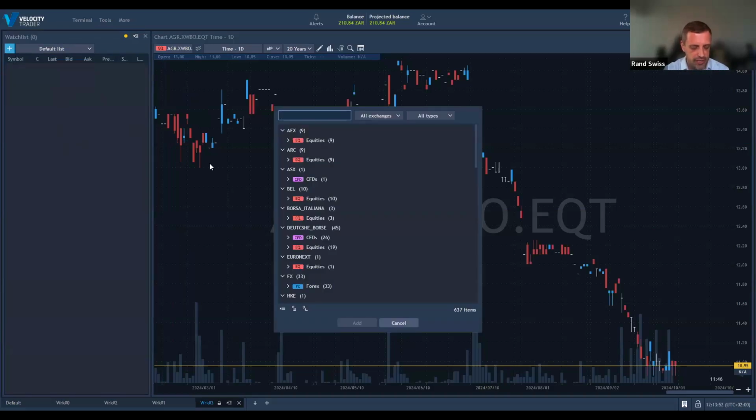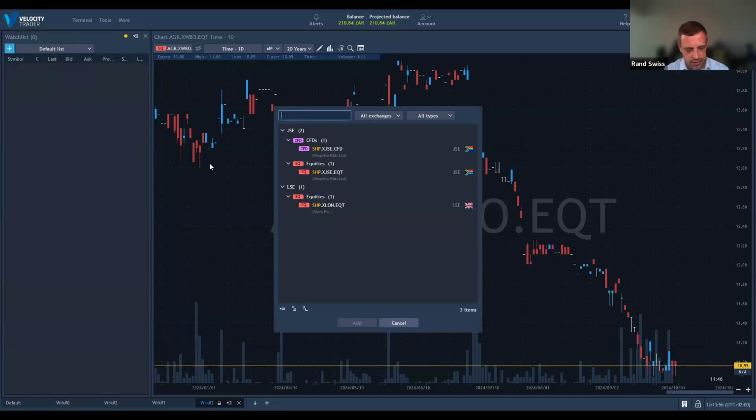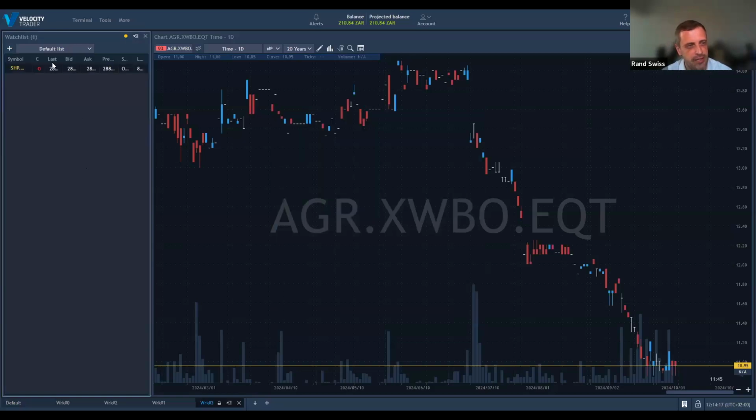So ShopRite, I can either type the ticker code, or I can search for the company name. Then you will see they give you two options, CFD and equity. Equity is for more longer term holdings. CFD, this is what you use when you want to do short-term trading. So I'm going to add ShopRite to my list. There's ShopRite. As you can see, a lot of stuff is not really very visible. I don't like the look.